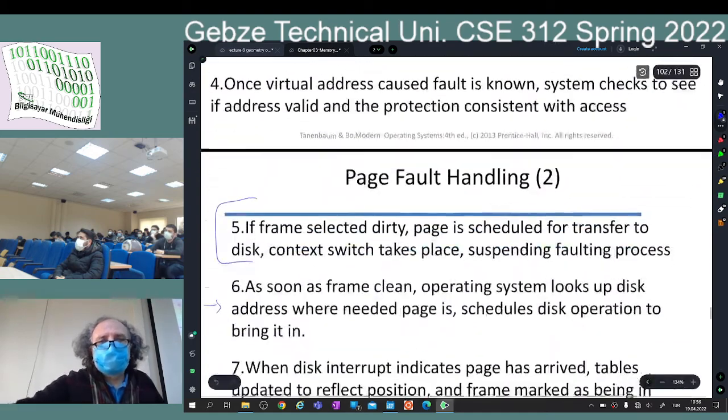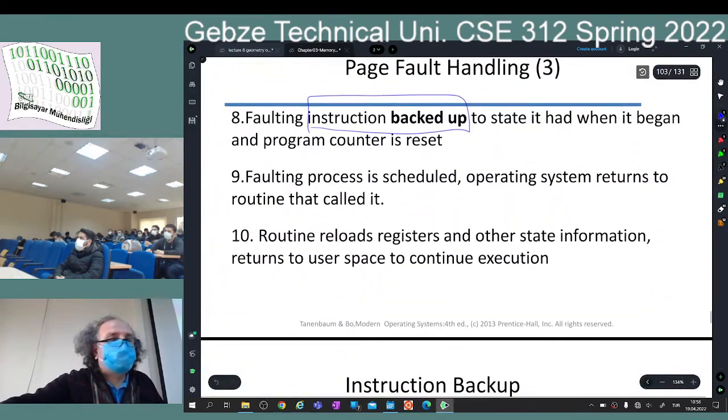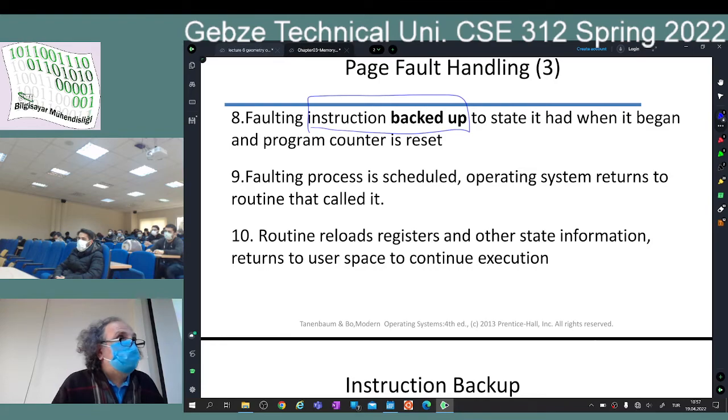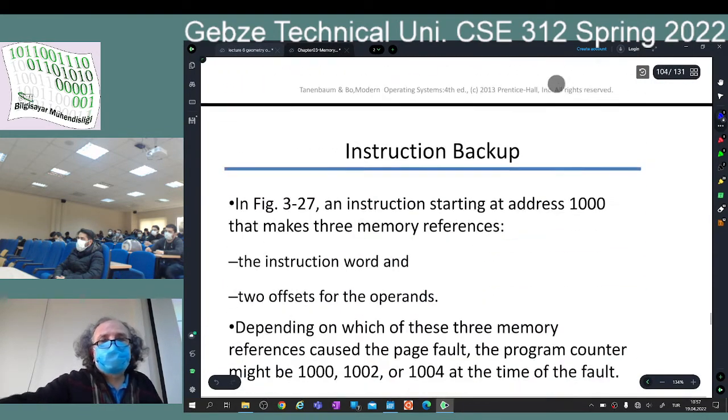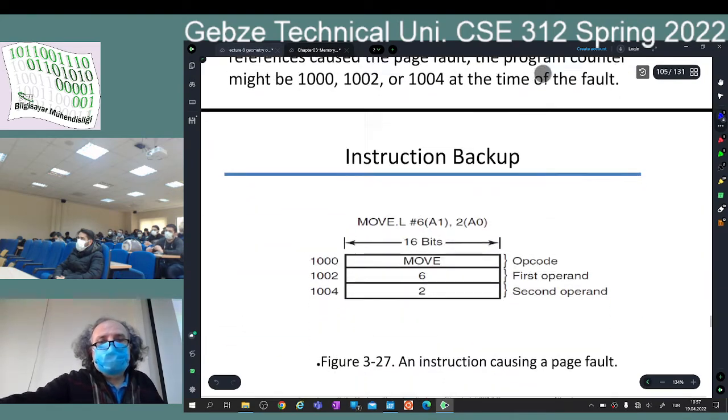Okay, so I did that. Any other questions on this one? Let's look at this instruction backup. See this one, instruction backup number 6. Let's look at this instruction.